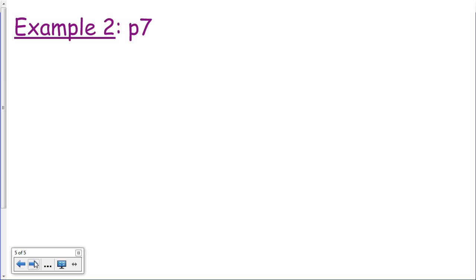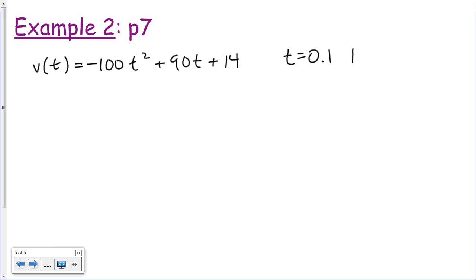Let's try one more example. Example 2. On the next page says you have a graph of the velocity function. V of t is equal to, go ahead and write this down, V of t is equal to negative 100 t squared plus 90t plus 14, where t is in seconds, v is in feet per second. Estimate the definite integral with respect to t from 0.1 to 1. T equals 0.1 to t equals 1.